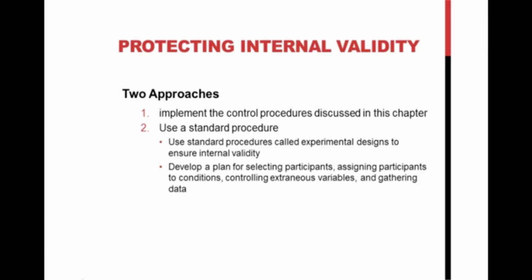There's two specific procedures that help any researcher increase their internal validity. That is, to produce what we call control procedures. Control procedures are those that essentially help prevent our confounding variables from becoming part of our study. The second approach is to use what we call standard procedures. And standard procedures are experimental designs that are designed specifically to ensure our internal validity. With these procedures, you have to develop a plan for selecting your participants, for assigning your participants to conditions, for controlling extraneous variables, and for gathering your data.